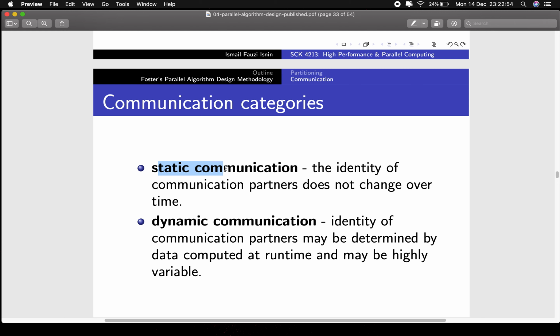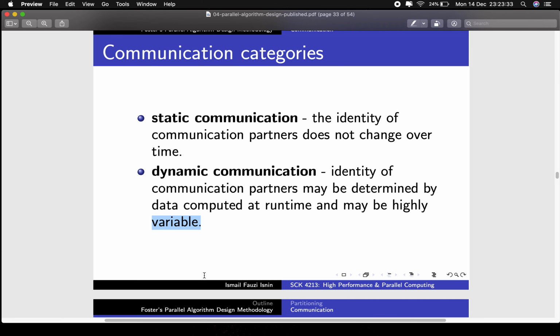Another one is under static and dynamic. So under static, it is similar to global and local, something like this. Under static, the identification of the communication partner does not change over time. But when you touch on dynamic, of course, the communication partner may be determined by the data computed at running time, and may be highly variable.